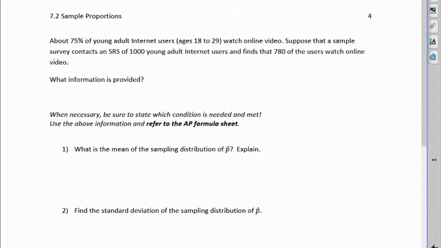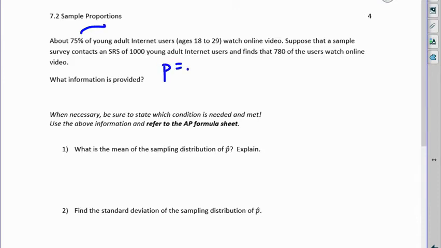Okay, so now we'll do an example. And so we're going to go through and just see if we can identify what's been provided, what parameters, which are population values, what statistics. So 75% of young adult internet users between 18 and 29 watch online videos. Suppose that a sample survey contacts an SRS of 1,000 young adult internet users and finds 780 of them watch online video. So this is about the population.